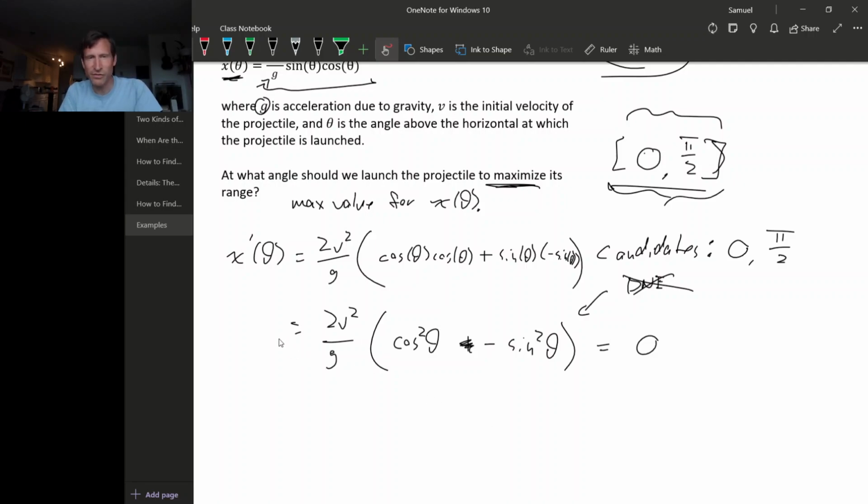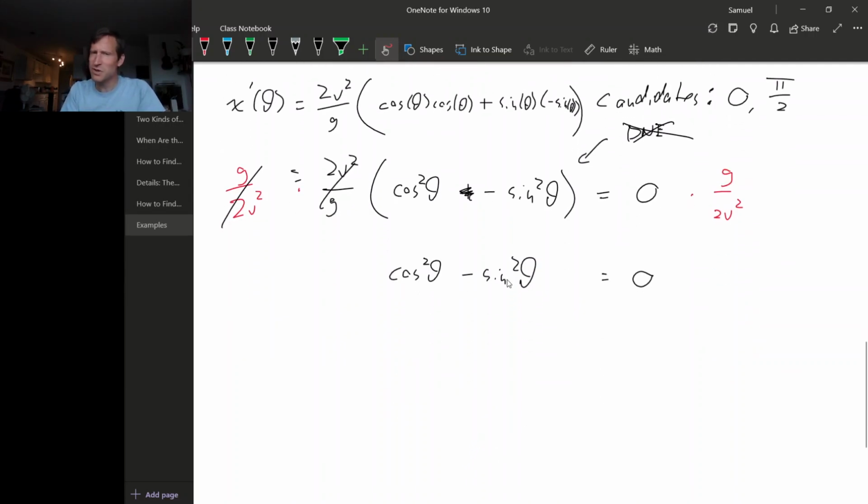So I guess we can solve first by multiplying both sides by g over 2v squared. On the right-hand side, that doesn't do anything. The 0 sort of eats it up. And on the left-hand side, it cancels all those constants, and we're left with cosine squared theta minus sine squared theta. All right. Well, there are a couple different ways to solve this equation for theta.